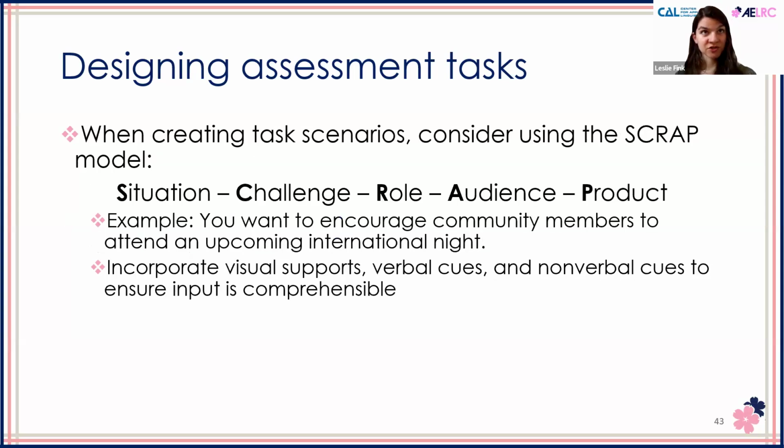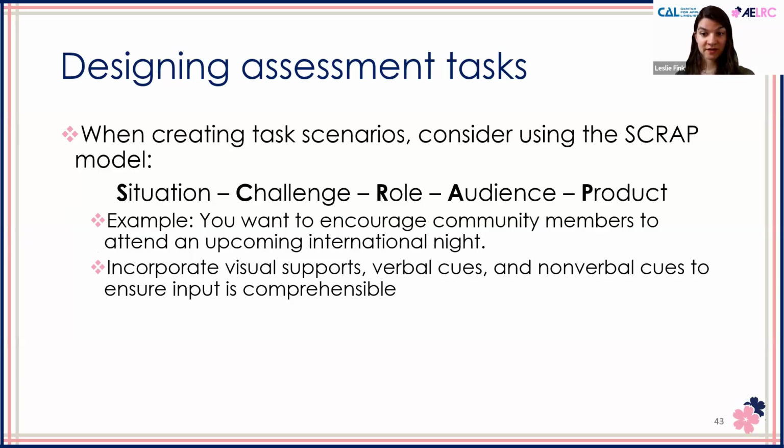If you would like some inspiration for creating real-world scenarios, you could consider using the SCRAP model. This prompts you to imagine a situation or location to set up for your students and then decide on a challenge that they must overcome through language. It will also get you to think about their role in the situation as well as the audience of the language that they create. Finally, you may think about the product that is created in the end.